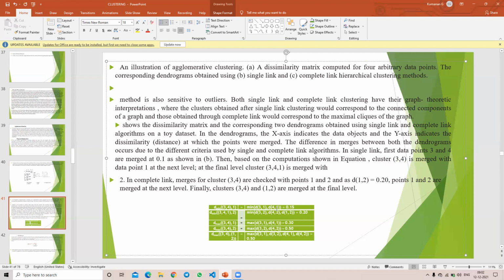Since 3, 4, 1, 2 are merged next with all these numbers, for maximum it is the same as for minimum distance. Here, the maximum distance between 3, 4 and 1, 2 is taken over D(3,1), D(4,1), D(3,2), and D(4,2), which is equal to 0.50. Everything is merged with that.